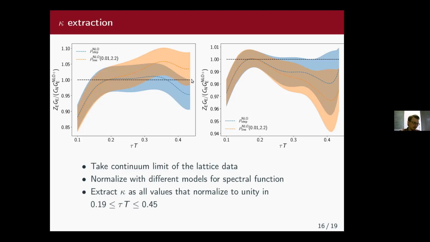value is equivalent. It also turns out that the step model is one extreme of our models, and the line model between 0.01 and 2.2 is the other extreme. Other models fall in between these two lines. So as long as we find the kappa for these two models, we can then use these models as the estimate for the systematic errors.